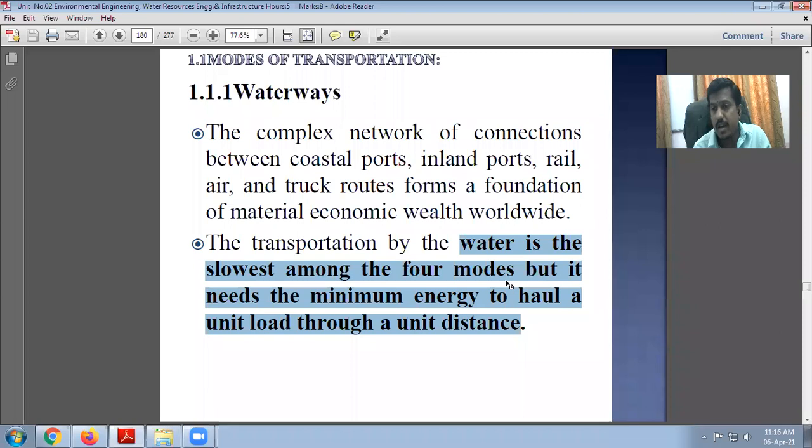Whether we require any special fuel, or a large quantity of fuel, to run that vessel, no, we require minimum energy as compared with the other modes of transportation. That is what I'm discussing.